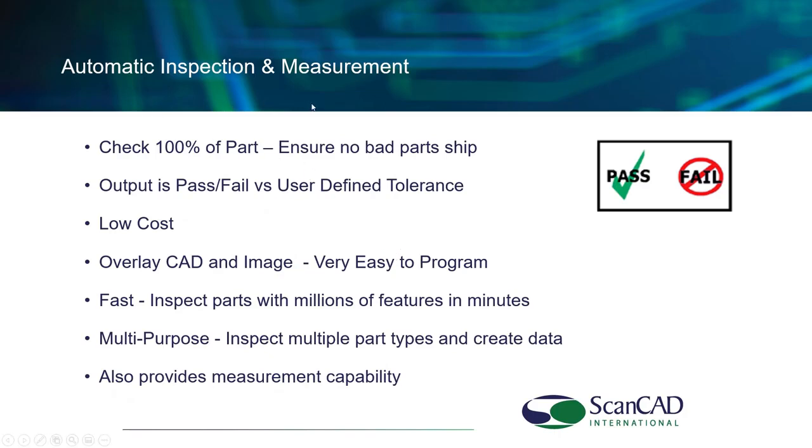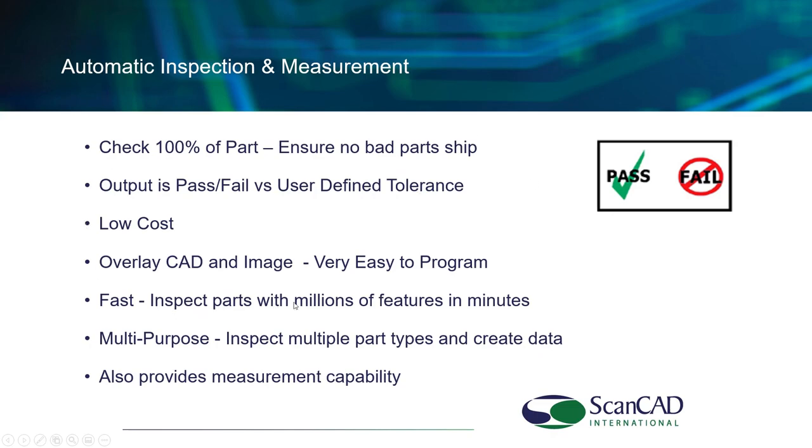What do we mean by automatic inspection, and what do we mean by measurement? I want to be really clear here. Our system is a 100% inspection system. We're looking at the entire part. We're going to give you a pass or a fail. Is this a good or a bad part? This is very different than measuring possibly 2 or 3 points on the part and assuming the balance of the part is okay. This is not what this system is. Our system is 100% inspection. It is not measuring just a select number of locations.